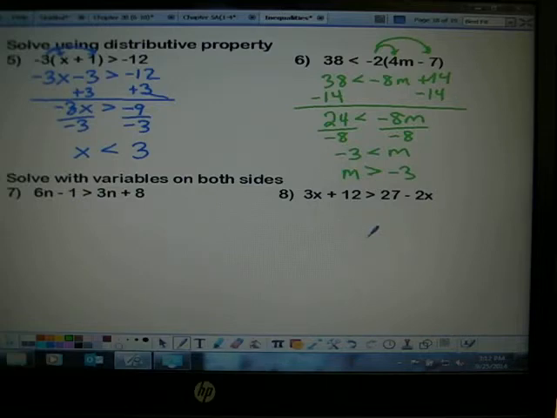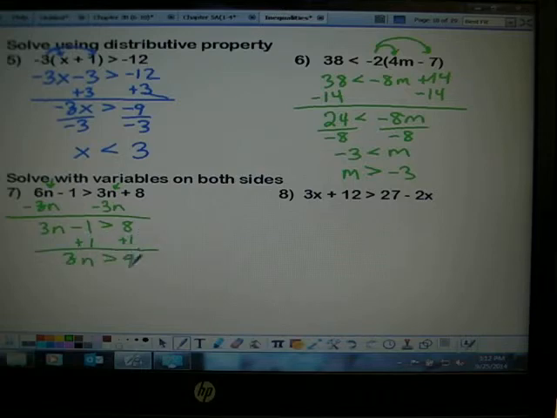When you have variables on both sides, you can choose which one of those you want to move. I usually like to move the smaller numbers, so I deal with those positive values. So I'm going to move this 3n, subtract the 3n to the other side, move them to the same side. 6n minus 3n is 3n. So 3n minus 1 is greater than 8. Add 1 to both sides. 3n is greater than 9. And divide both sides by 3, and you get n is greater than 3.